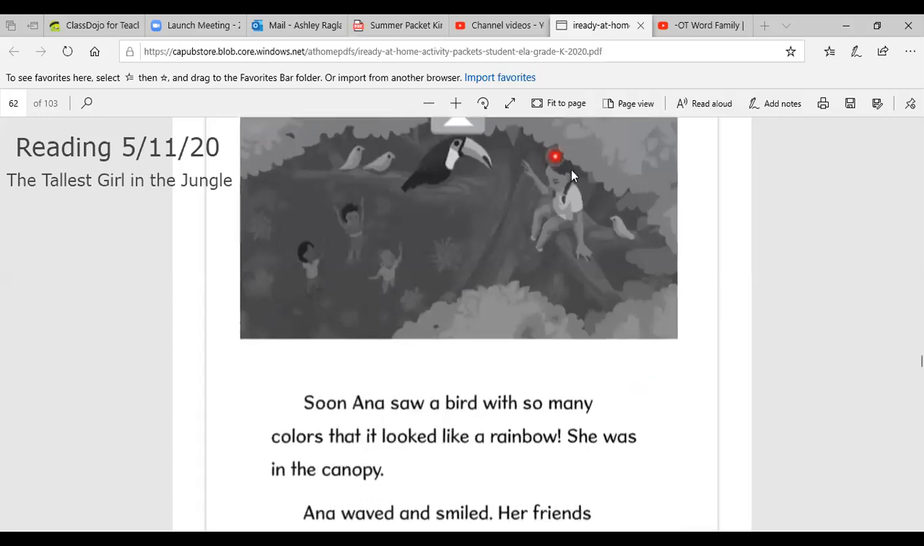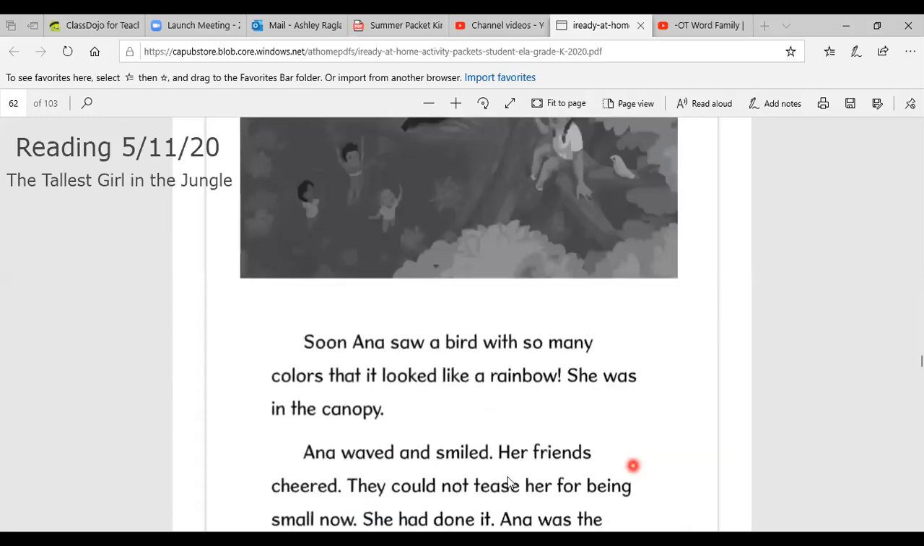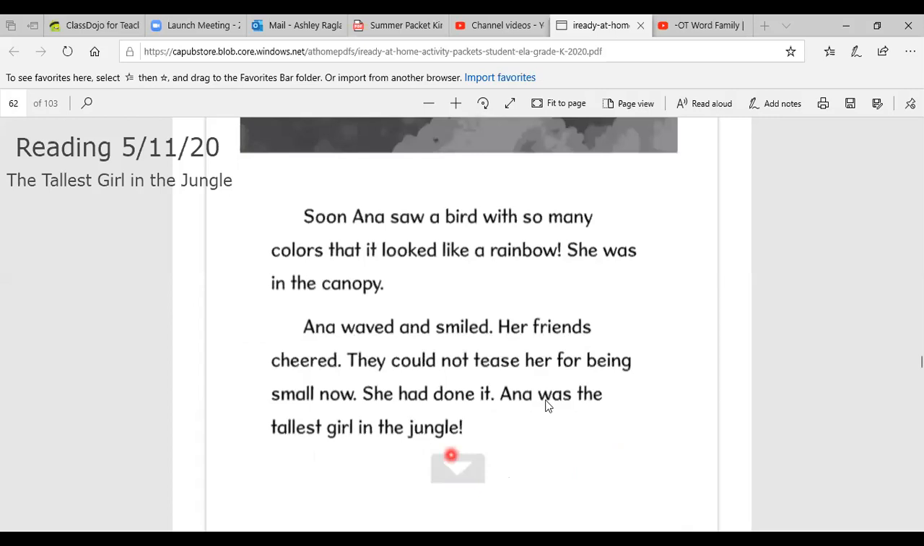There she is up there. Soon, Anna saw a bird with so many colors that it looked like a rainbow. She was in the canopy. Anna waved and smiled. Her friends cheered. They could not tease her for being small now. She had done it. Anna was the tallest girl in the jungle.